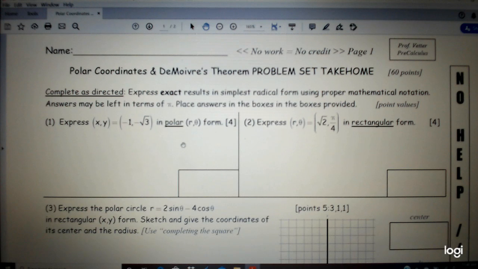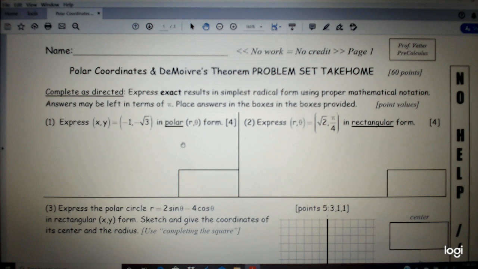Folks, hi. I wanted to give you a little bit of a walkthrough on the polar coordinates and Demoivre's theorem problem set take home, which you should be able to do after sections 10.1, 10.2, and 10.3 in chapter 10. We'll go up to and including Demoivre's theorem, and it'll cover a lot of the material we did prior to the recess.